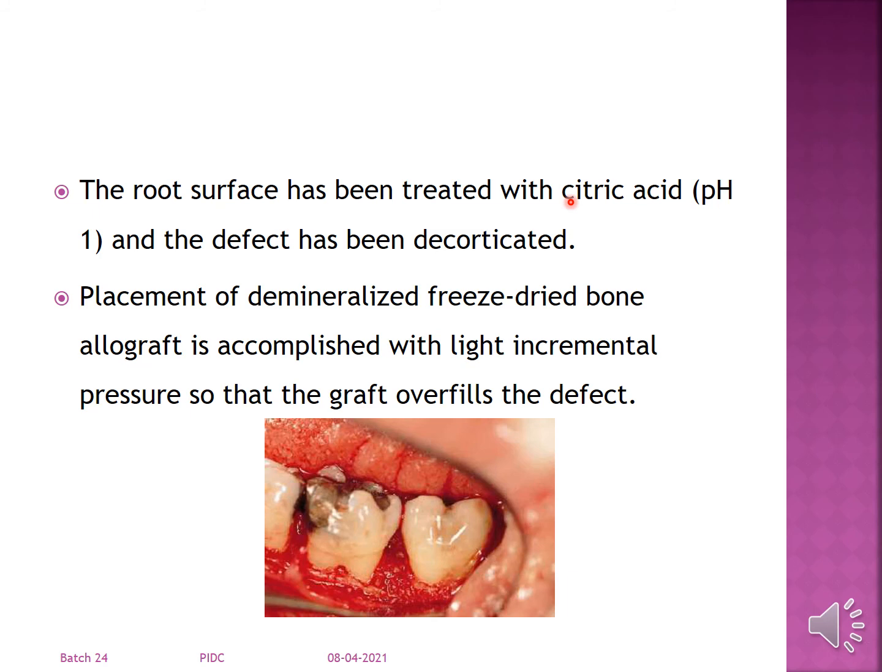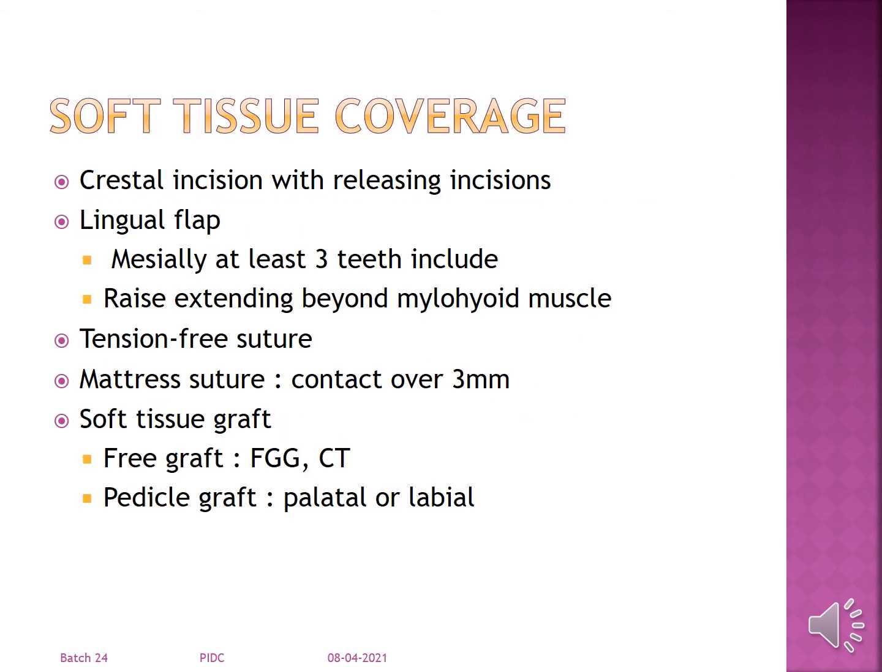So the root surface is being treated with citric acid first. This is because we need to take away the smear layer which is formed above, and the defect is decorticated. After which you're going to place your bone graft material. So this is your bone graft material. Here we have placed a demineralized freeze-dried bone graft material with light incremental pressure so that the graft slightly overfills the defect. After which you need to cover this area back with the soft tissues.